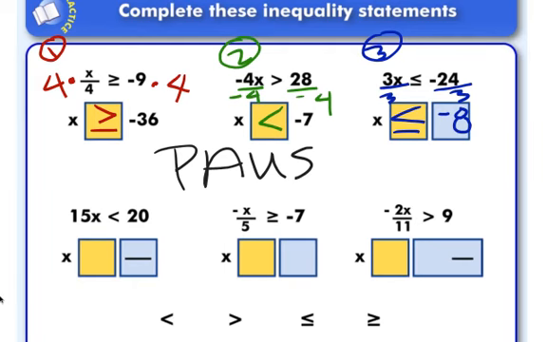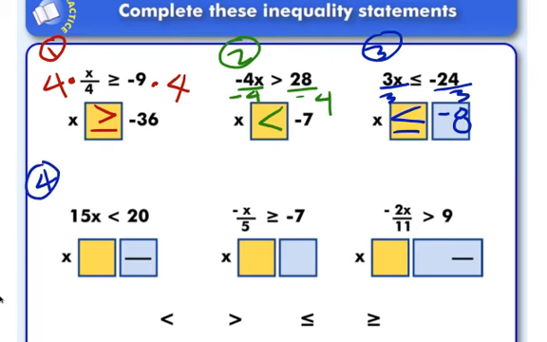All right, and I'm going to go ahead and work those out. So with the fourth example that we have here, you've got 15x is less than 20. So we need to divide both sides by 15 in order to solve that inequality. We're dividing by a positive 15, so our inequality sign does not change. And then we can just simplify that by dividing both of those by 5. So we've got x is less than 4/3.